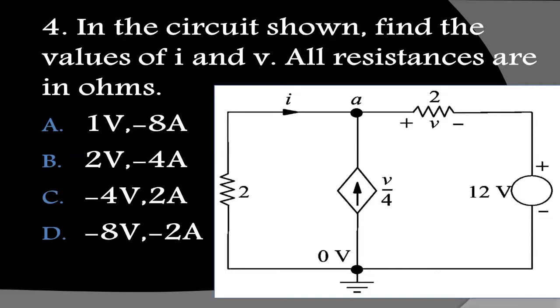So our dependent current source is V over 4, which is actually the voltage drop in the 2 ohm resistor. Then we have a 12 volt source here, with positive and negative terminals. Then we have a current I flowing.